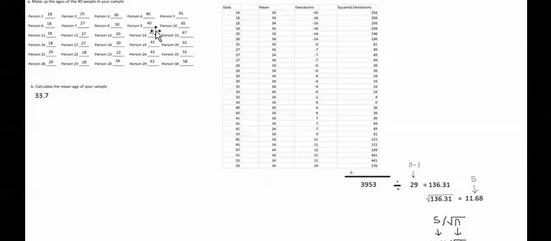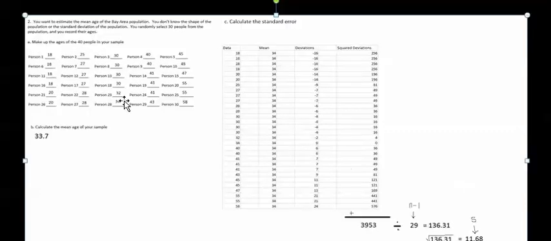The second question is similar, but it's a little bit different. The second question says, you want to estimate the mean age of the Bay Area population. You don't know the shape of the population, and you also don't know the standard deviation of the population. The population standard deviation is unknown. You randomly select 30 people from the population, and you record their ages.